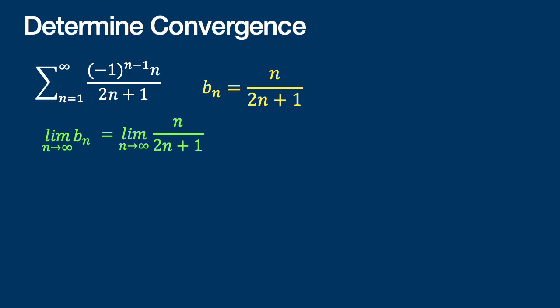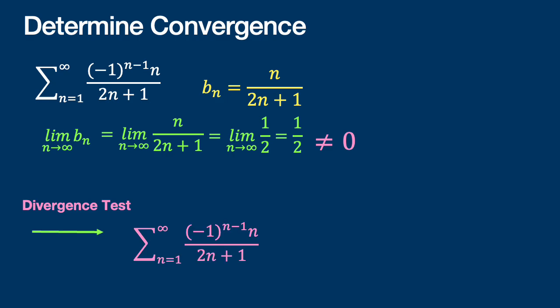You can use L'Hopital's rule. The derivative of n is 1, the derivative of 2n plus 1 is 2, so the limit is 1/2. That's not 0, so by the divergence test this series diverges. Okay, guys, you don't jump into the alternating series test all the time. First, check whether the general term goes to 0. If not, then by the divergence test, the series diverges.